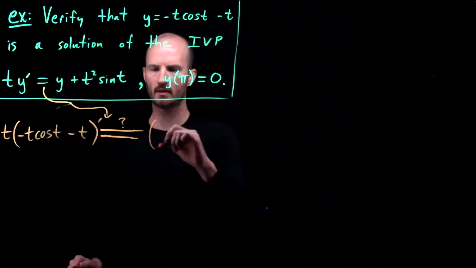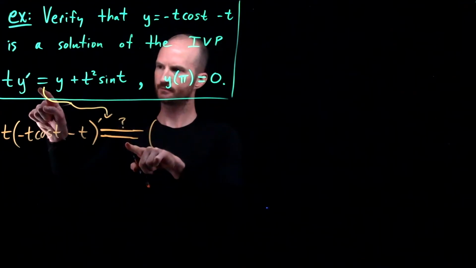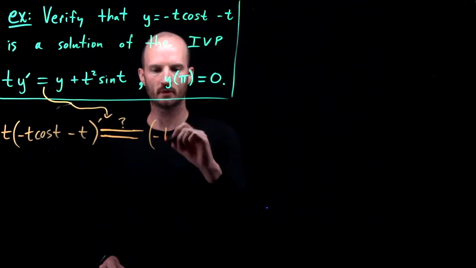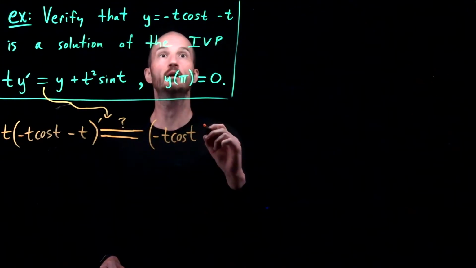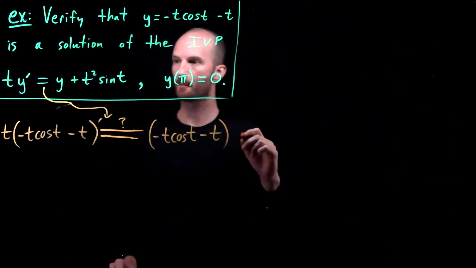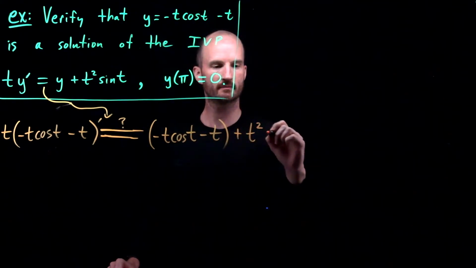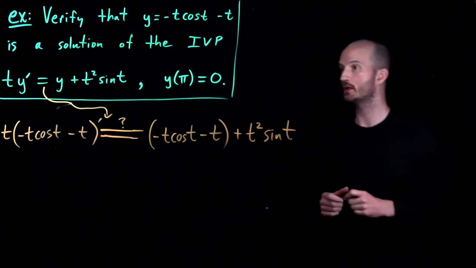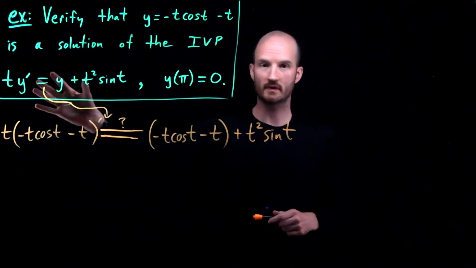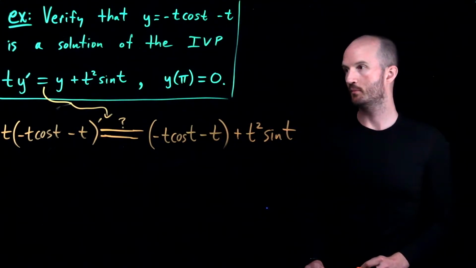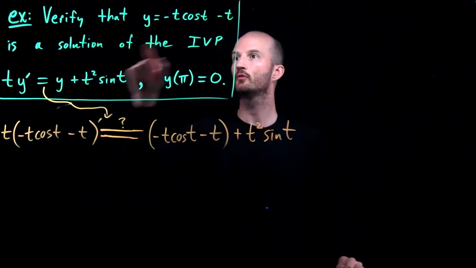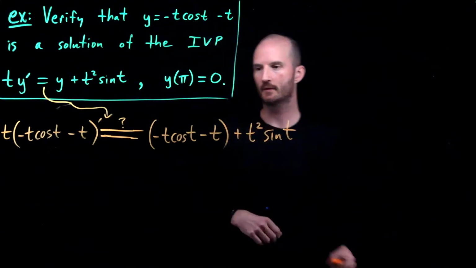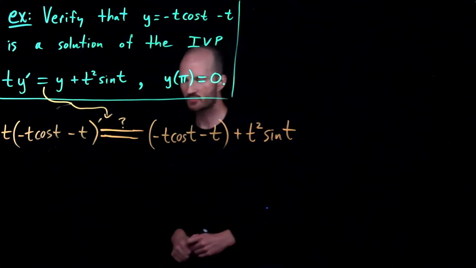So I get y equals y minus t cos t minus t plus t squared sine t. Okay, took me a while, but all I did was copy out this equation, but with the y here replaced with that, and also the y here replaced with that. Now I'm just going to work it out.